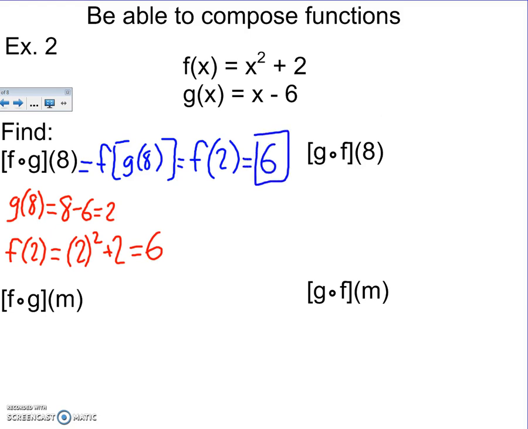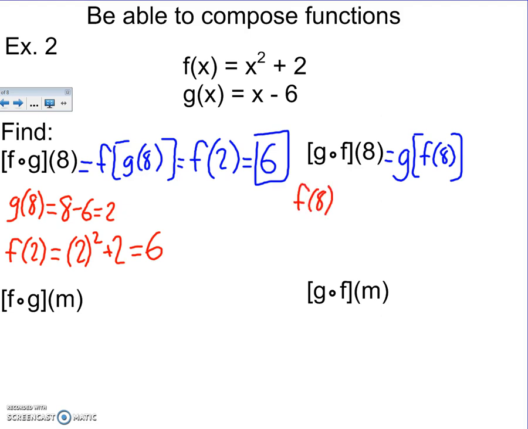All right, so I know f of g of 8 is 6. Now what happens if I reverse it? What do I do for g of f of 8? Let's see if it's the same or different. So this is g of f of 8. So this time I have to find f of 8 first, not g of 8. Let's see what happens. Let's do it right here.